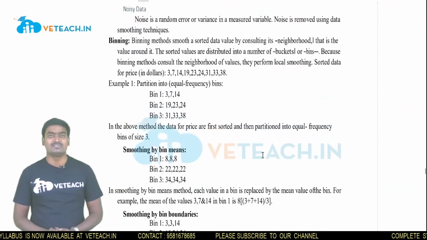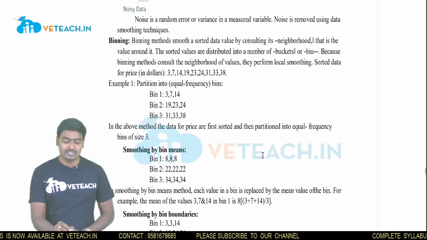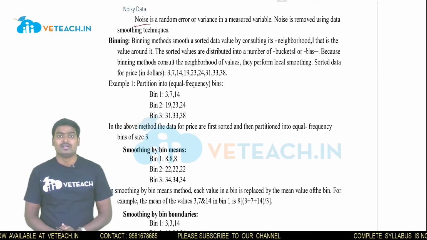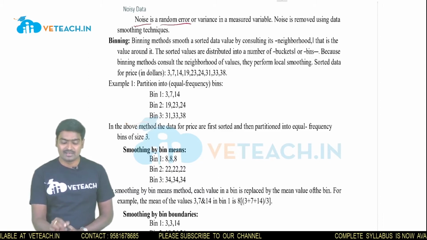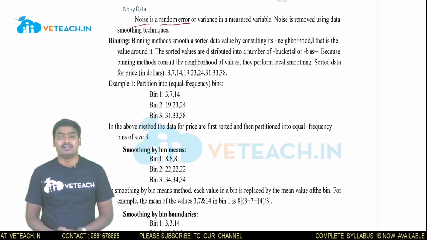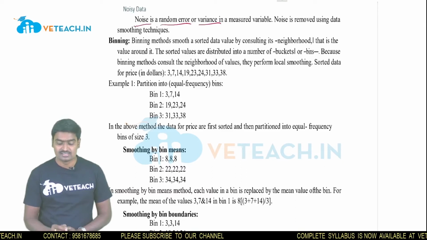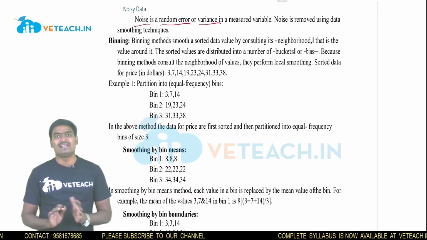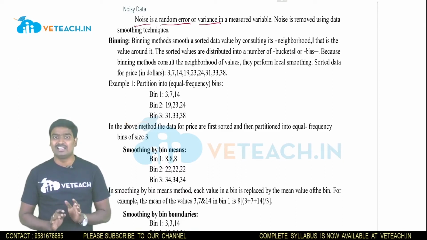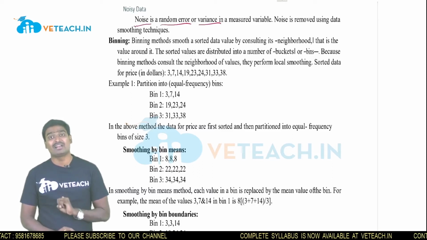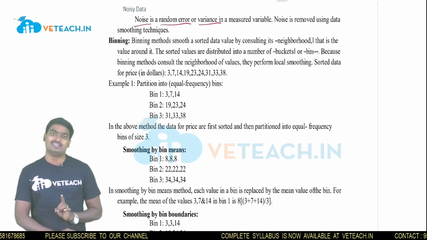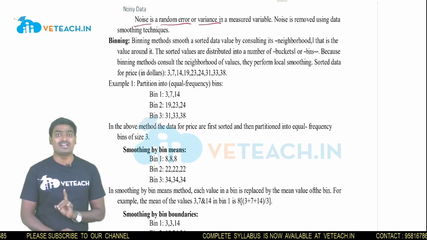Next one is noisy data. What is the meaning of noise? Noise is a random error, or variance. Variance or random error, both are the same, but here the error is random error. It's not a frequent error. Observe the difference between random error and frequent error.